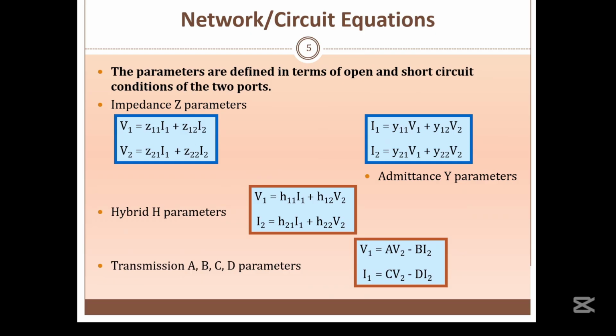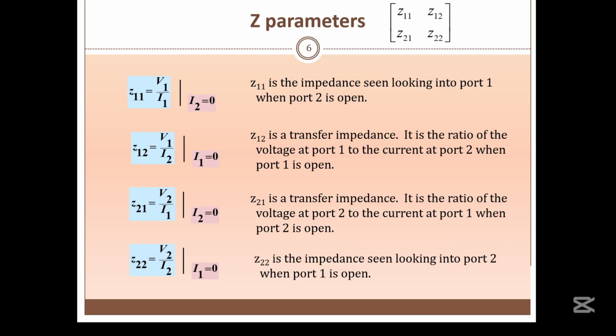All these parameters that will be studied can be described from this equation. V1 equals Z11 I1 plus Z12 I2, V2 equals Z21 I1 plus Z22 I2, and similarly for the other parameters it can be described as shown here. We will cover 2 parameters today, Z parameter and Y parameter.